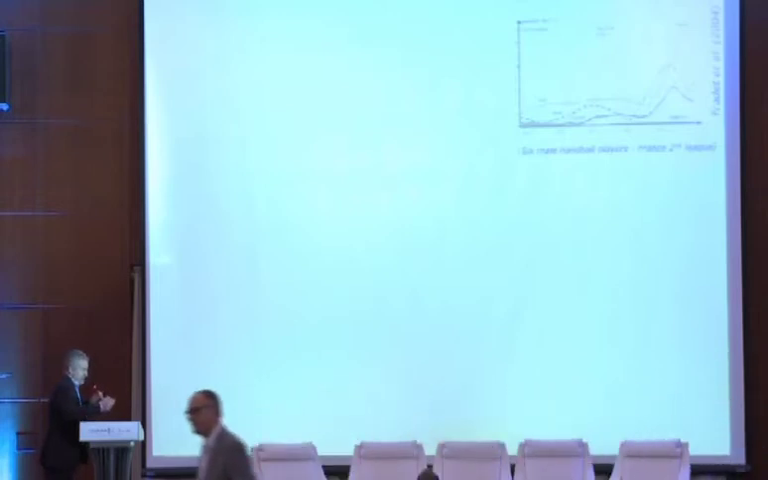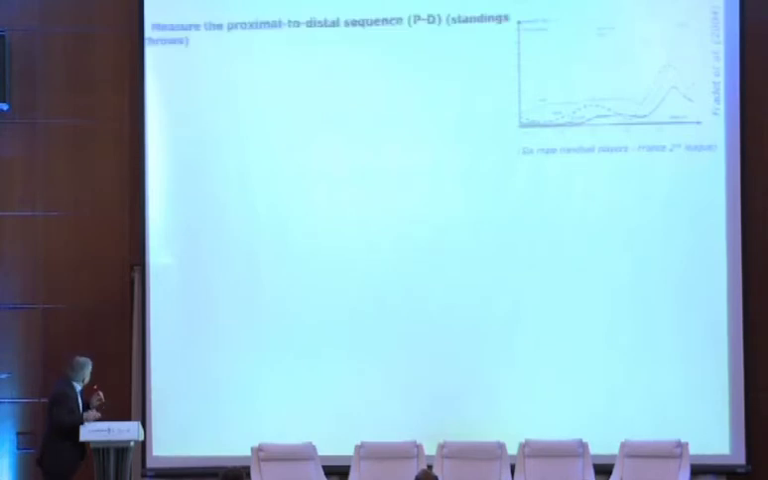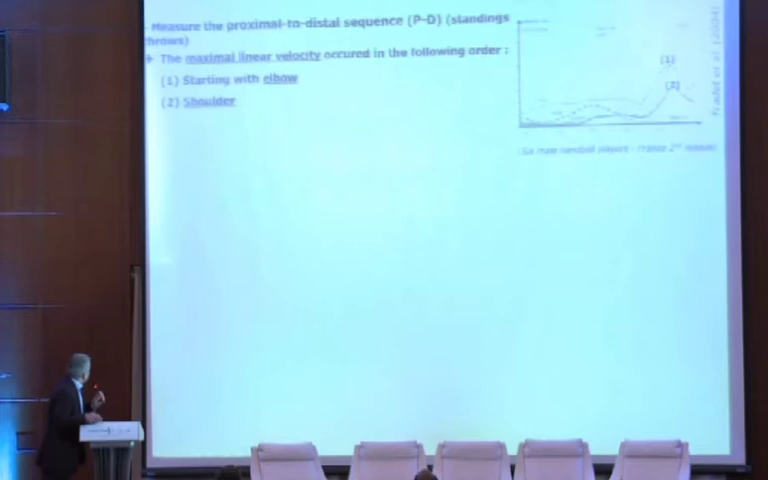Indeed, in the study, Friday et al. have measured the proximal to distal sequence, noted PD, during standing throw. And their main results show that, as you can see on the figure, the maximal linear velocity occurred in the following order, starting with elbow and followed by shoulder and waist.